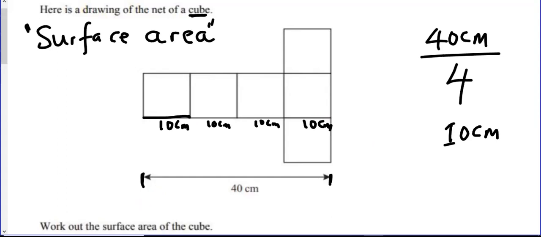Okay. So work out the surface area. What I'm going to do is find the area of one face. And remember, this face is a square. So if from here to here is 10, even here to here will be 10. So now I can find the area of this face here, the area of one face.